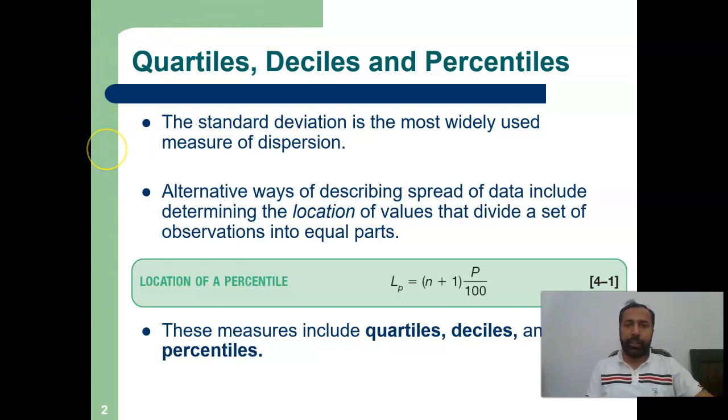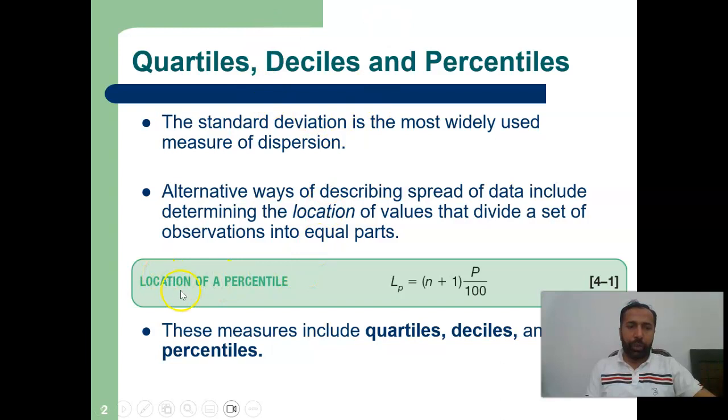Decile means dividing the entire set of data into 10 equal parts, and percentile means dividing the entire set of data into 100 equal parts. So we can say that the 50th percentile will be equal to quartile 2, because 50% is the median. So the 50th percentile of the data will be the median, because 50% of the observations will lie below it and 50% of the observations will lie above it.